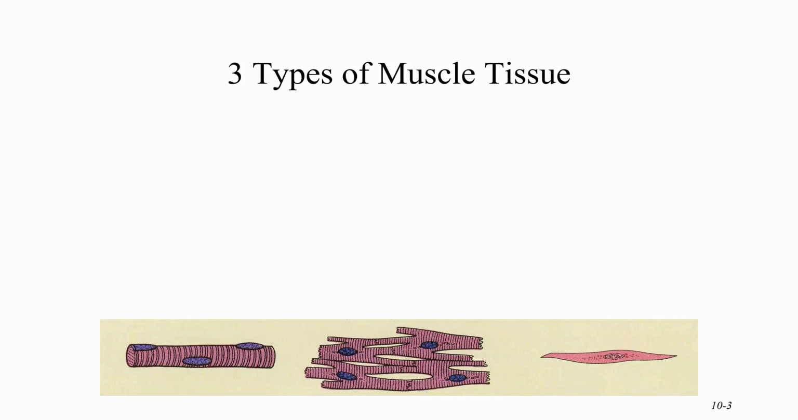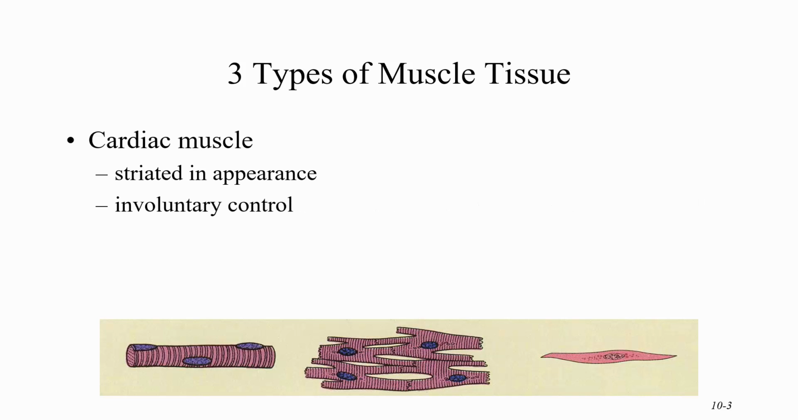The next type is going to be cardiac muscle. Cardiac muscle, of course, we find in the heart. It's also striated in appearance because of the way it contracts. But instead of being under voluntary control, it's under involuntary control. We don't have conscious control over it. And we say it's autorhythmic because of a built-in pacemaker.